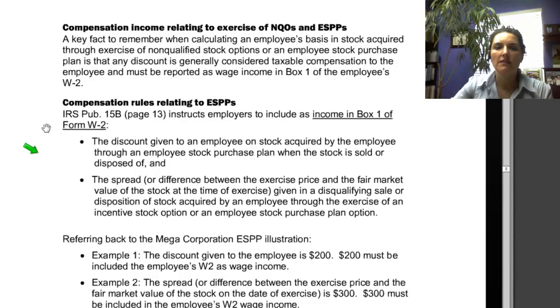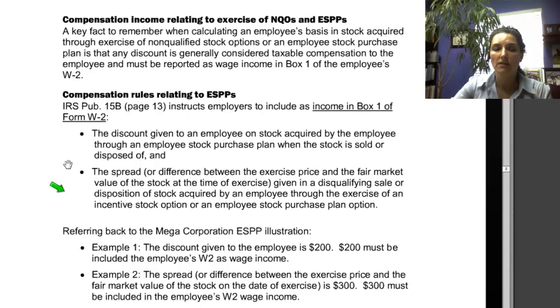So the IRS says that an employer must include as income in Box 1 of the Form W-2 the discount that is given to an employee on stock acquired by the employee through an employee stock purchase plan when that stock is sold or disposed of, and the spread or difference between the exercise price and the fair market value of the stock at the time of the exercise given in a disqualifying sale or disposition of stock acquired by an employee through the exercise of an incentive stock option or an employee stock purchase plan. So if you have a qualifying transaction, number 1 applies. If you have a disqualifying transaction, number 1 and number 2 both apply.